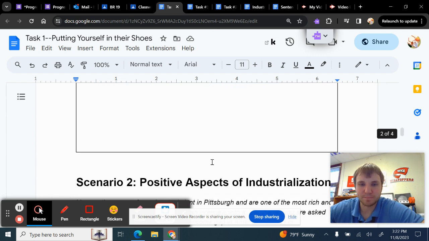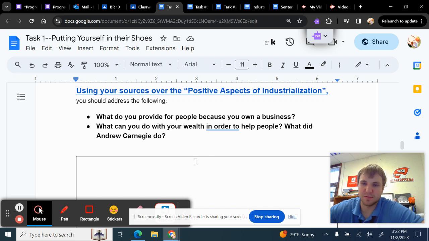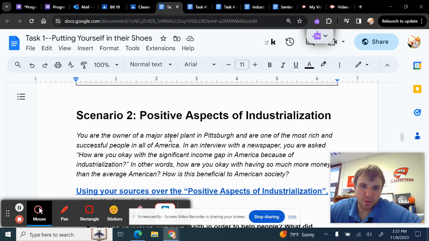Now, scenario two, the positive. Okay. You are the owner of a major steel plant in Pittsburgh and one of the most rich and successful people in all of America. In an interview with the newspaper, you are asked, how are you okay with the significant income gap in America because of industrialization? In other words, how are you okay with having so much more money than the average American? How is this beneficial to American society?